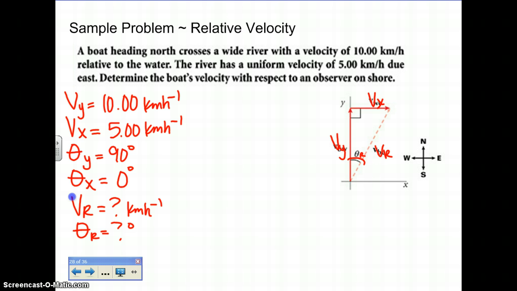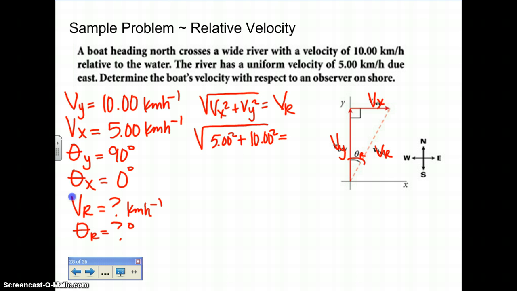Okay, so now we've dressed up the picture so it looks like the one that we actually want to assess. To figure out a magnitude, we want to use the Pythagorean theorem. So that's simply going to be the square root of Vx squared plus Vy squared equals Vr. Get your calculators out, please. That should be 5.00 squared plus 10.00 squared. Plug that in your calculator: 5 squared plus 10 squared, square root, equals. In your calculator, you should see 11.